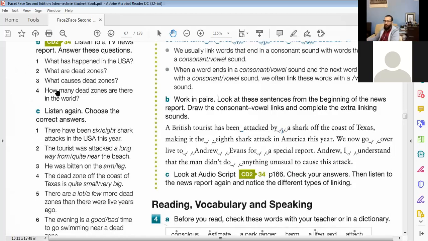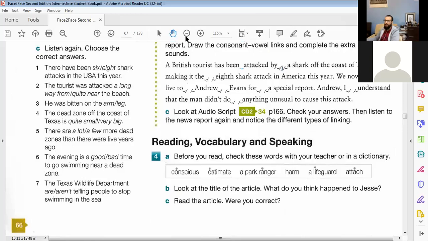Okay. So now, how many attacks? Were they 6 or 8? 8. Correct. And the tourist, was he attacked far from the beach or near the beach? Quite near the beach. That's right. I think number 3, you answered it correctly. He was bitten. Leg, yeah. So the dead zone off the coast of Texas, is it small or is it big? Maybe big, maybe very big. It's actually big. You're right. And it says, do you think the number of dead zones are a lot more than 5 years ago or a few more?